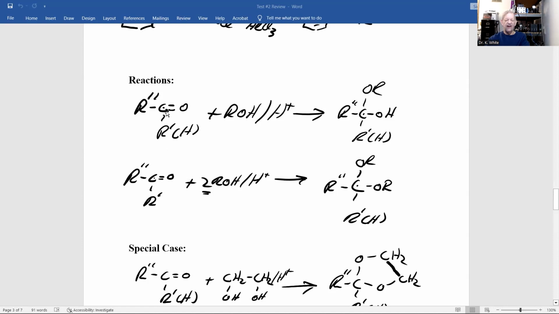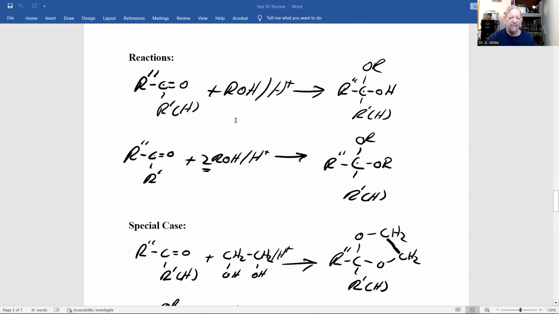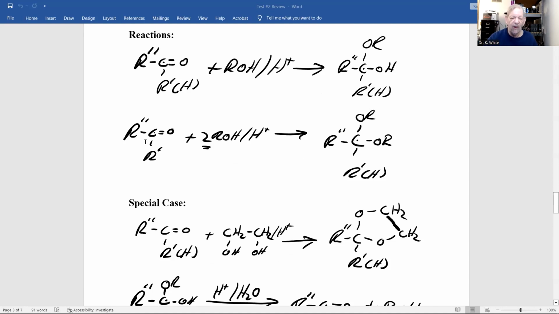Keep your eye on the carbonyl carbon. What's attached to it, R prime and R double prime, or the H instead of R prime, still there. This opens up the OH and OR, where the OR comes from this alcohol. Now, always keep your eye on the carbonyl carbon of a ketone or aldehyde, because that's where the fun is. And actually here, I forgot something. Oops.